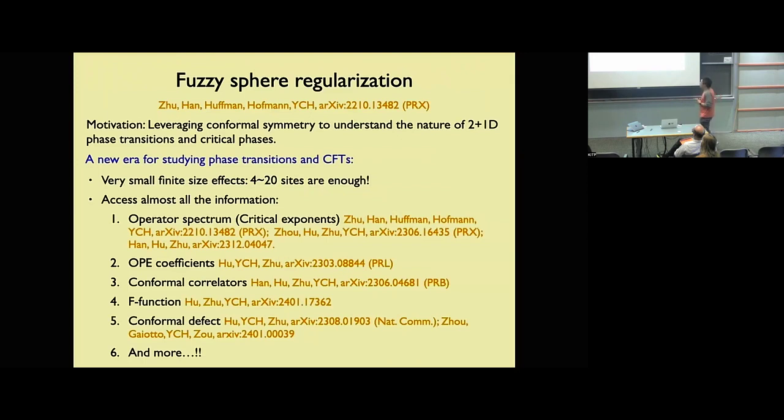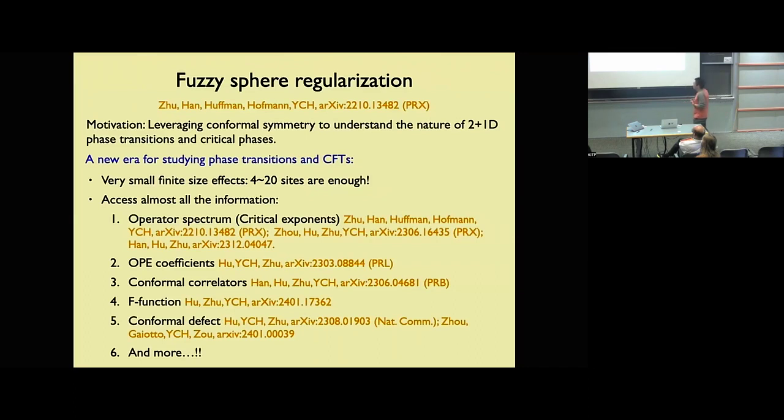Let me say a little bit about this fuzzy sphere regularization. The original motivation of this is really we want to make use of conformal symmetry to study phase transitions, 2+1D phase transitions, or even critical phases. And then we became very excited about this method because it gives us a lot of things that we didn't expect at the beginning.